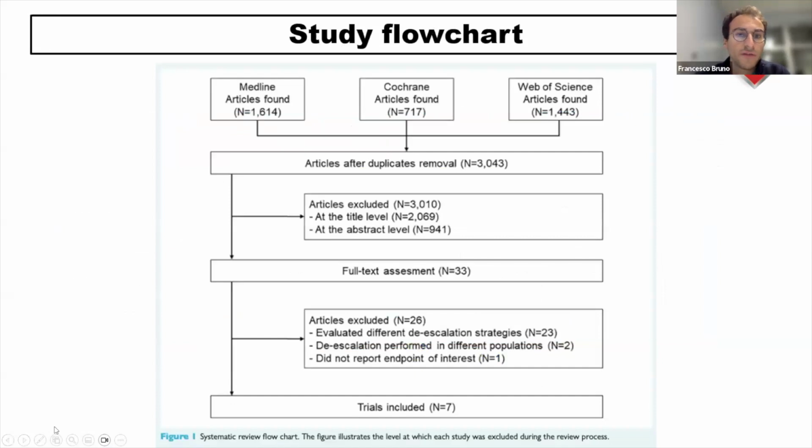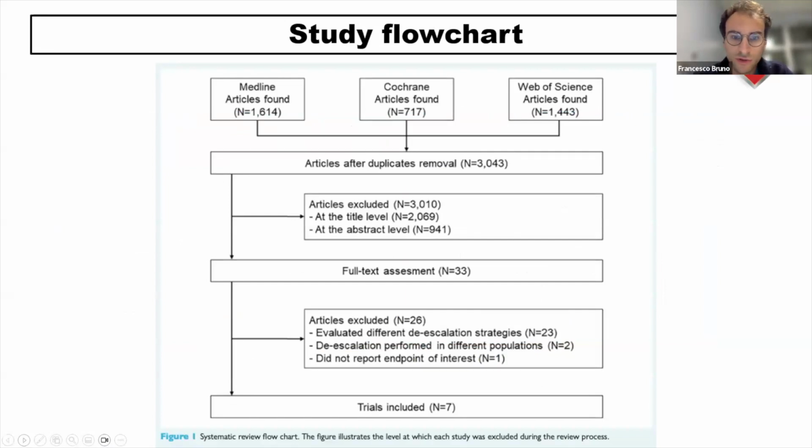This is the study flowchart. The authors searched Medline, Cochrane, and Web of Science for randomized controlled trials, including patients treated with P2Y12 inhibitor monotherapy after 1 to 3 months against standard DAPT, and they finally included 7 randomized controlled trials, which are represented in this table.